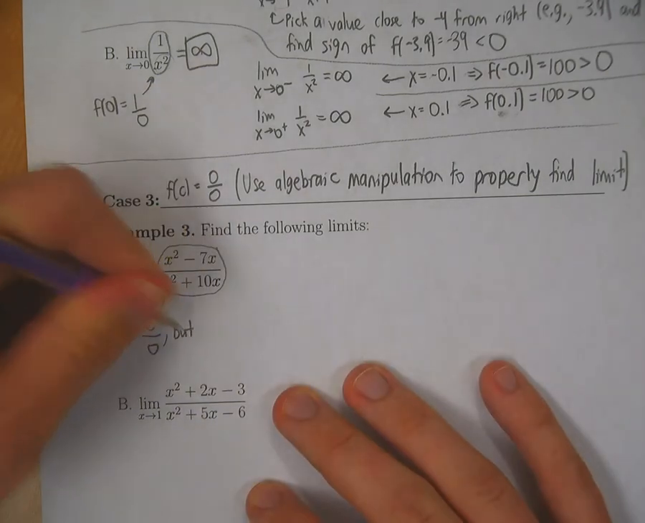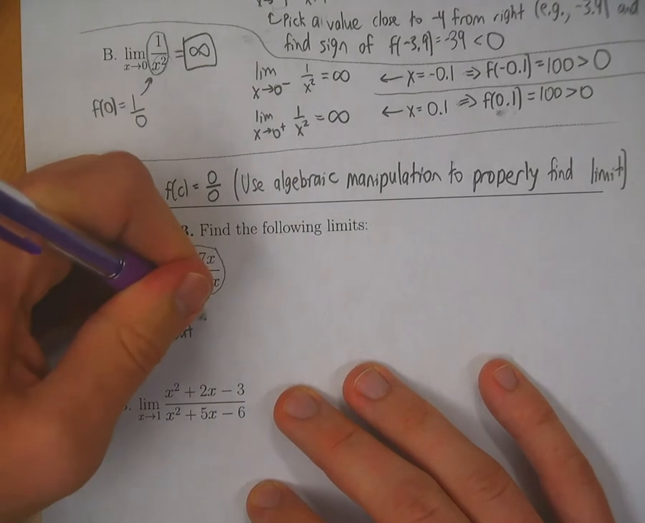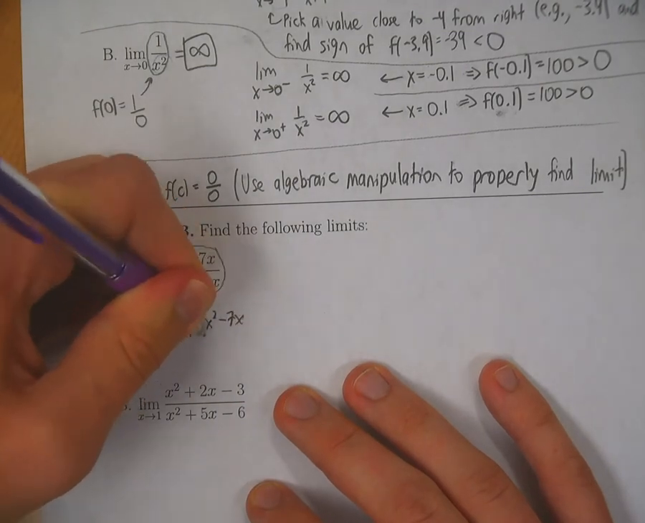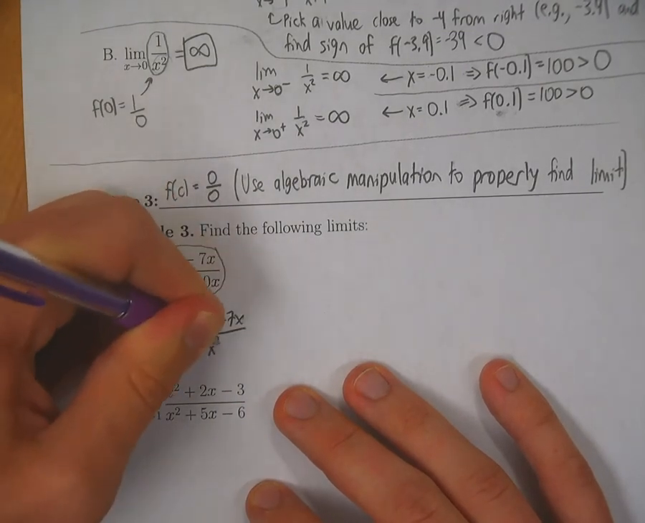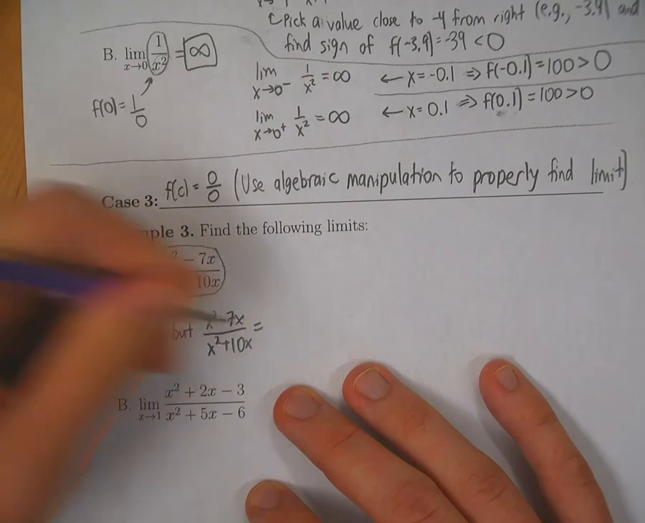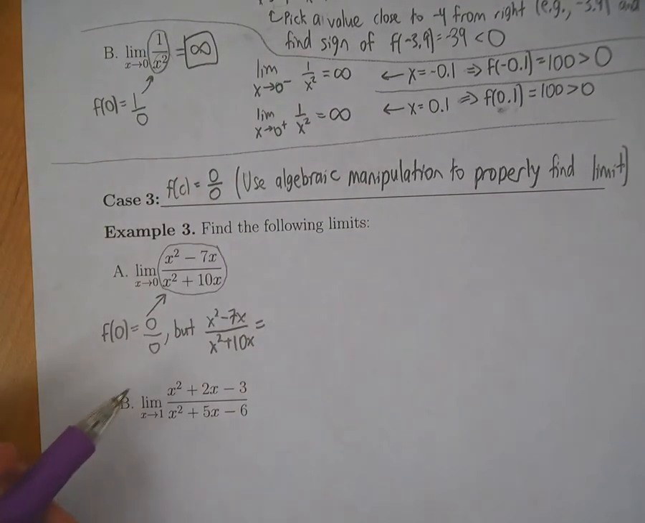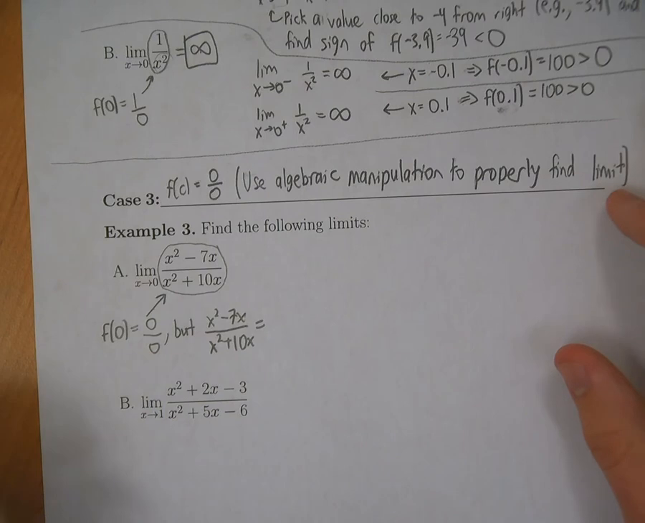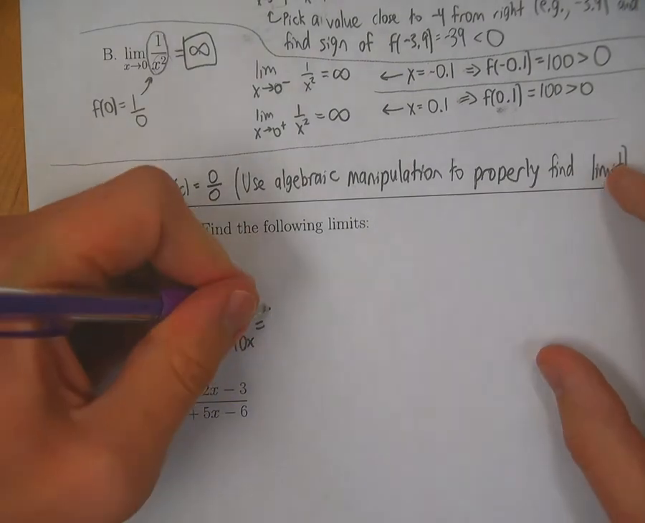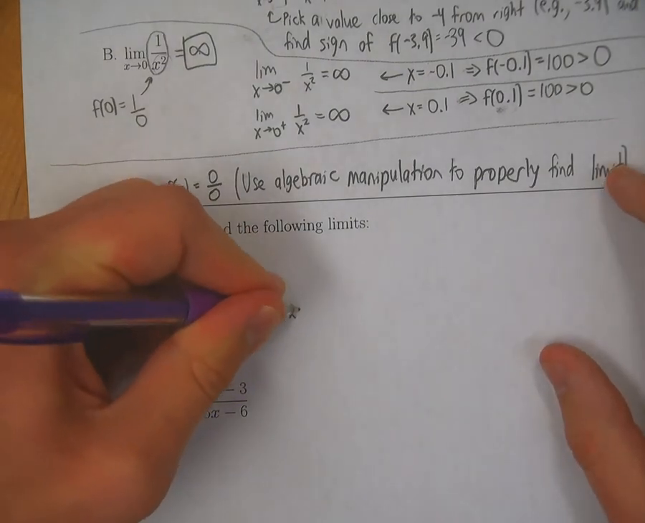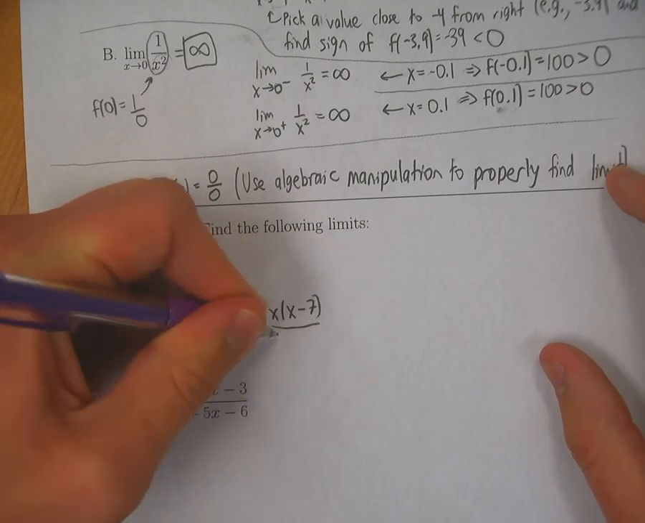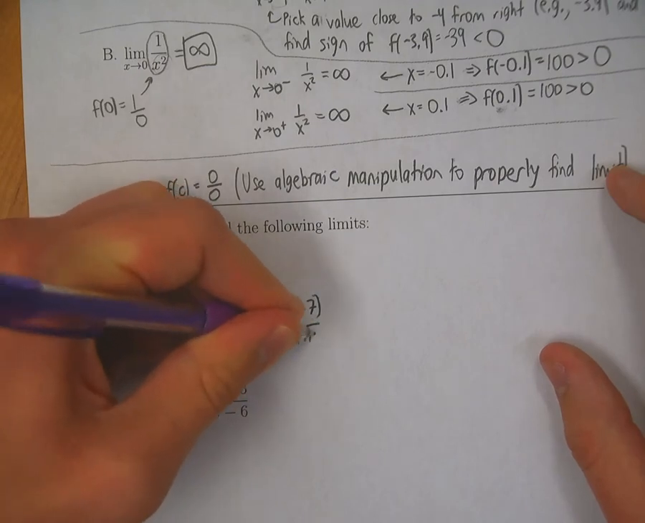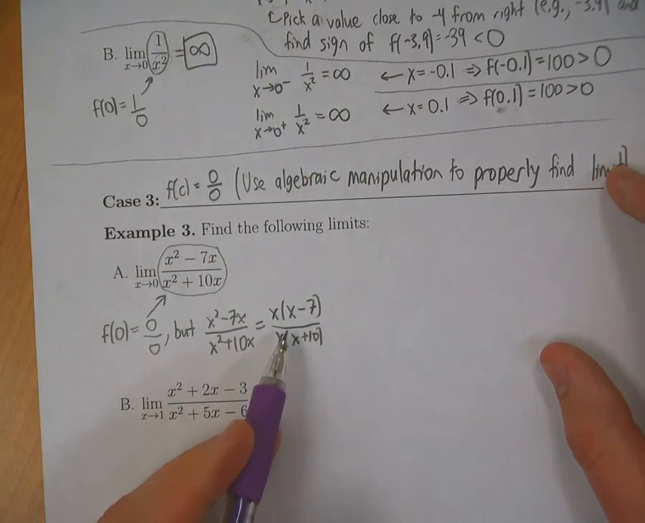So we have x squared minus 7x divided by x squared plus 10x. If you notice, both the top and bottom carry a factor of x. So let's go ahead and factor them out and see what happens. x times the quantity x minus 7, over x times the quantity x plus 10. All I did was factor out a factor of x on top and bottom.